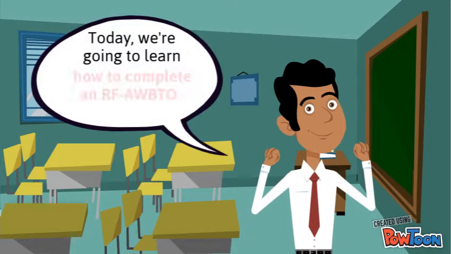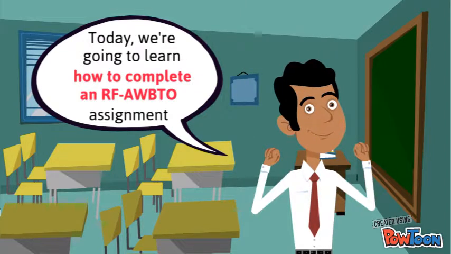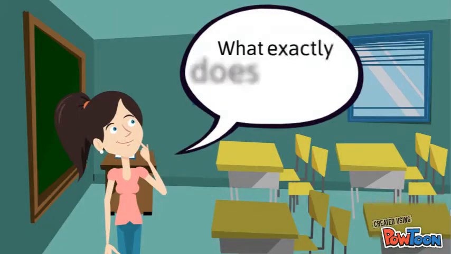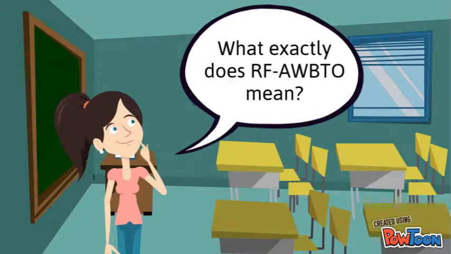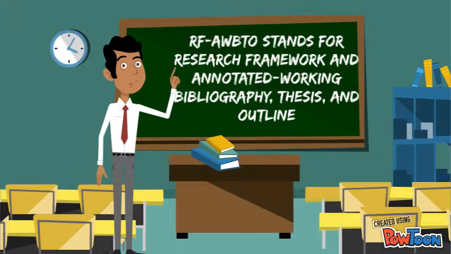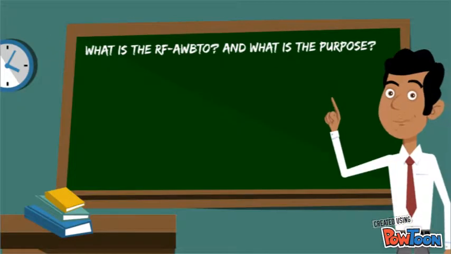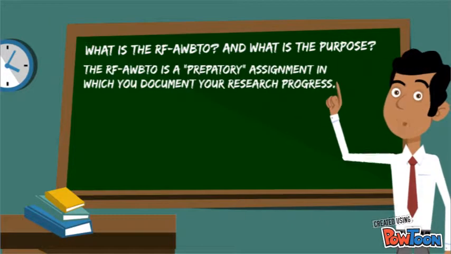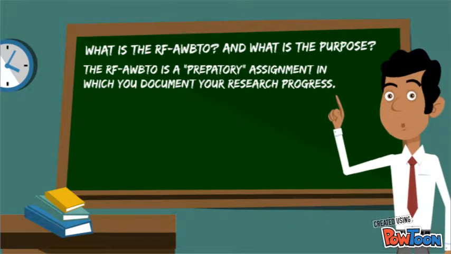Today we're going to learn how to complete an RF-AWBTO assignment. What exactly does RF-AWBTO mean? RF-AWBTO stands for Research Framework and Annotated Working Bibliography, Thesis and Outline. What is the RF-AWBTO and its purpose? It is a preparatory assignment in which you document your research progress.